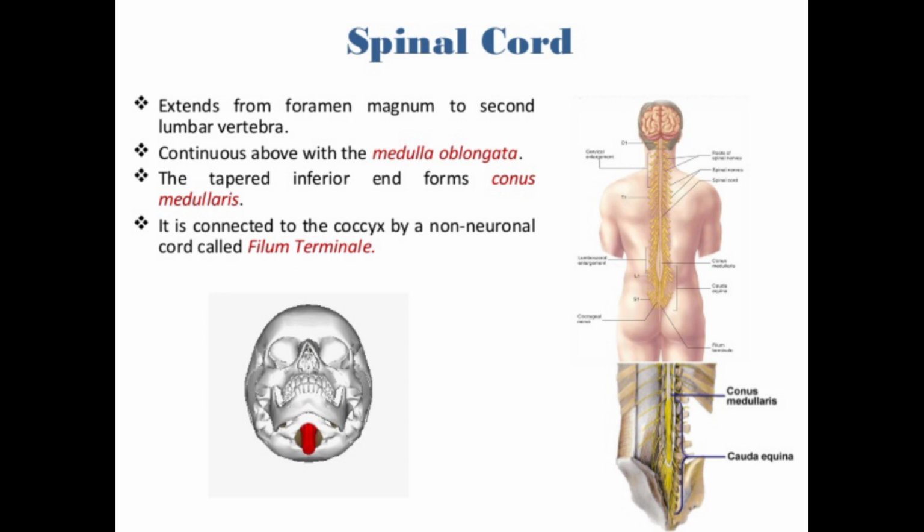So remember, first thing, the length of the spinal cord. From where to where will the spinal cord extend? From foramen magnum to the lower border of L1 vertebra in the adult. Then how many pairs of spinal nerves does it give?